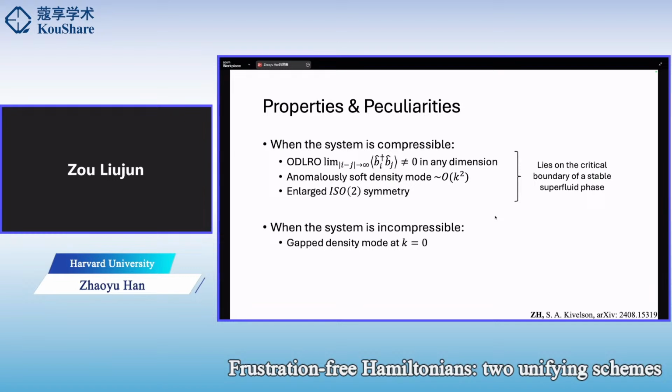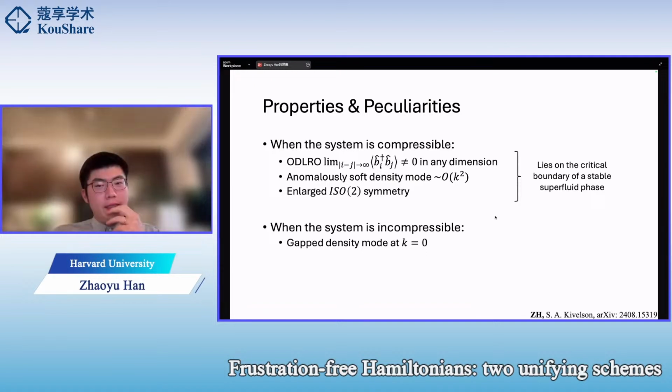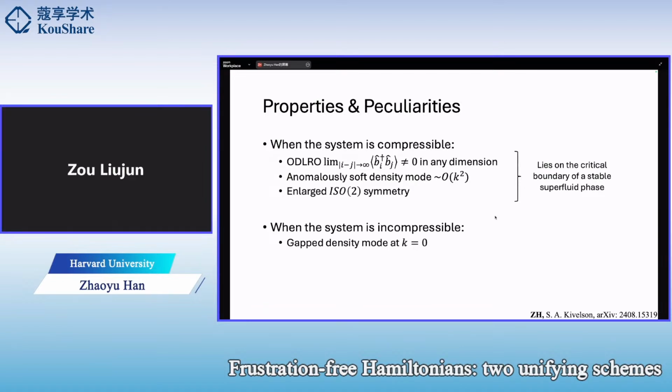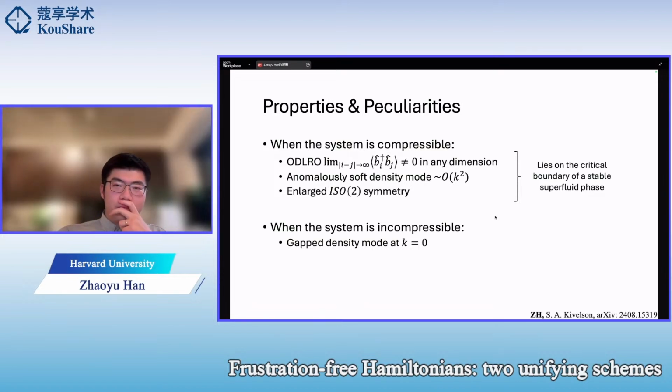So here you mean when the system is compressible or incompressible, just by looking at the Hamiltonian we do not know whether it's compressible? We need to know the K, right? We need to know the K and the charge sector. I see, like how many particles we put in. Thanks. Okay.